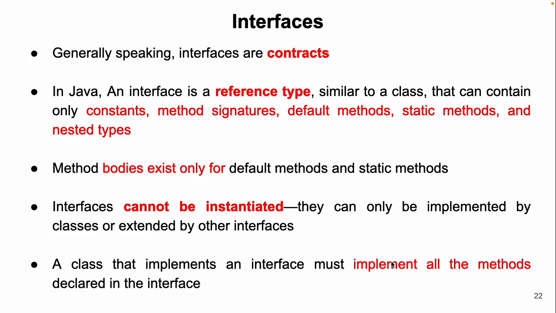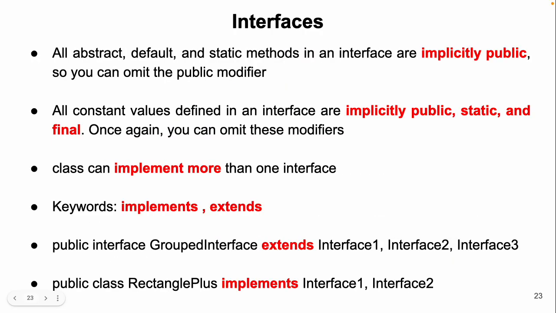All the methods in the interface must be implemented by the class which implements that interface. All the methods are public, all the constants are final, static and public, and we can implement more than one interface into a class. Okay, there are 2 keywords involved. One is implements and another one is extends. Any doubts? Everything clear? Okay, let's see the code.